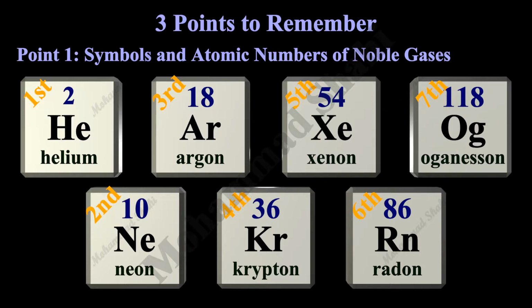The fourth noble gas is krypton with symbol Kr and atomic number 36. The fifth noble gas is xenon with symbol Xe and atomic number 54. The sixth noble gas is radon with symbol Rn and atomic number 86. And finally, the seventh noble gas is oganesson with symbol Og and atomic number 118.